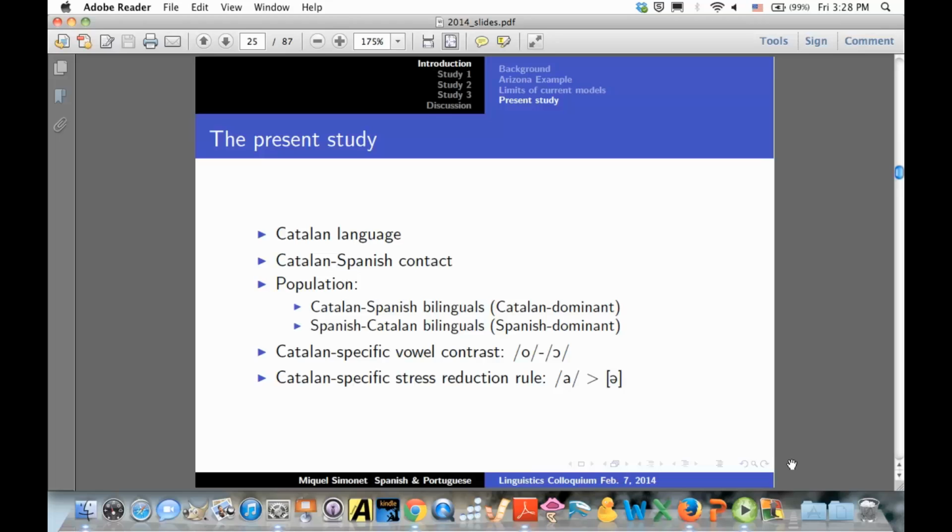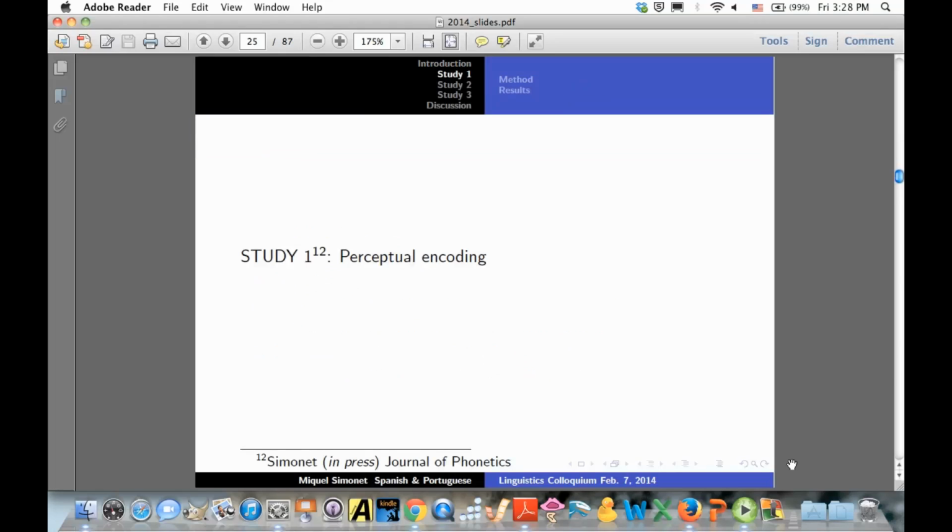And the two variables that I'll be talking to you about today, one is the Catalan-specific vowel contrast between open O and closed O, and the other one is the Catalan-specific stress reduction rule, according to which vowel A becomes schwa in unstressed position in Catalan, but not in Spanish. Now let me begin with a study that is not about this for a second. I'll give you some context on what we know so far about the O contrast by Catalan dominant and Spanish dominant bilinguals, and I'll show you some new data.